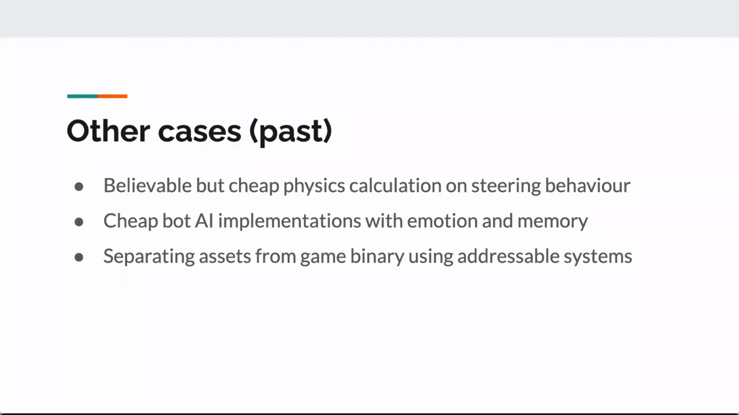Here are some of the other cases where I've done proof of concepts in the past, trying to come up with cheap physics calculations because physics is very heavy. I'm trying to find alternatives to calculate physics in the proof of concept for that. What about doing AI that seems believable with emotion and memory deterioration and stuff like that, but still be able to calculate it cheaply? Or separating assets from the game binary using addressable systems so that players don't need to download the entire game binary again whenever there are updates to the assets, for example.